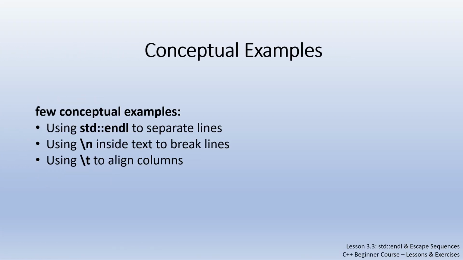Here are a few conceptual examples. You can use std::endl to move to the next line, or you can use \n inside your text to break lines exactly where you want. You can also use \t to create tab spacing, which is useful for aligning columns or creating structured output. We're not running code yet, just understanding the idea.